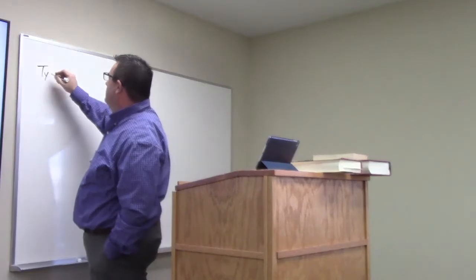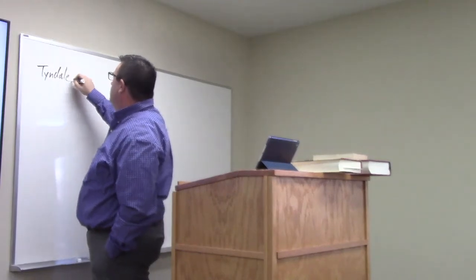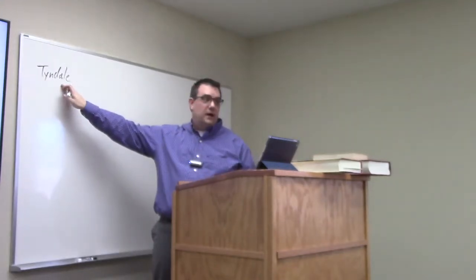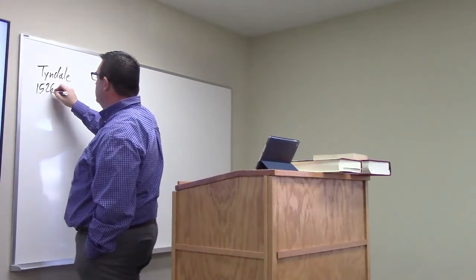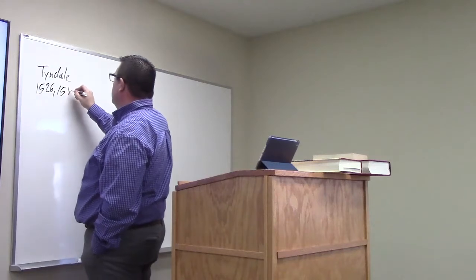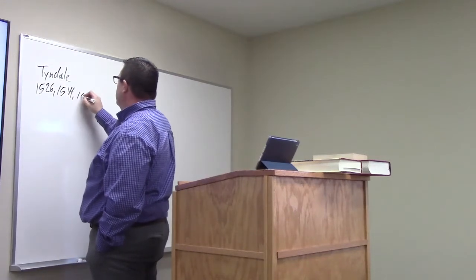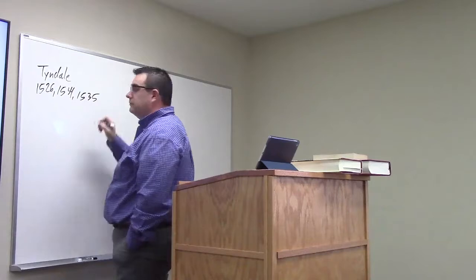It's really, the way I see it is it works like this, okay? Tyndale's the first guy to set it out. He translates the text of Erasmus into English, and he does 1526. He revises it in 1534. He revises it again in 1535.